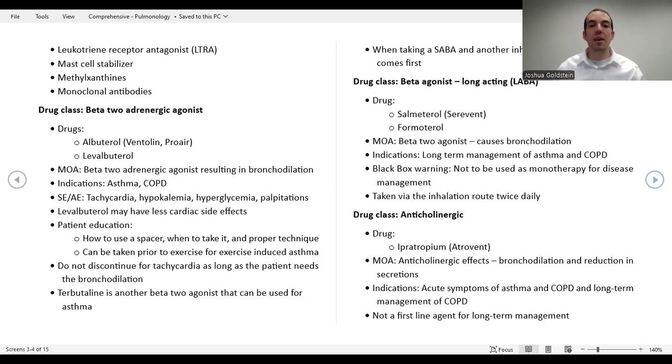Next, I just want to make a note: terbutaline is another drug that is technically a SABA. We don't really use this for asthma. It's a very unusual option to be used for asthma, but I did want to put this in here in case you do see that on any sort of test.